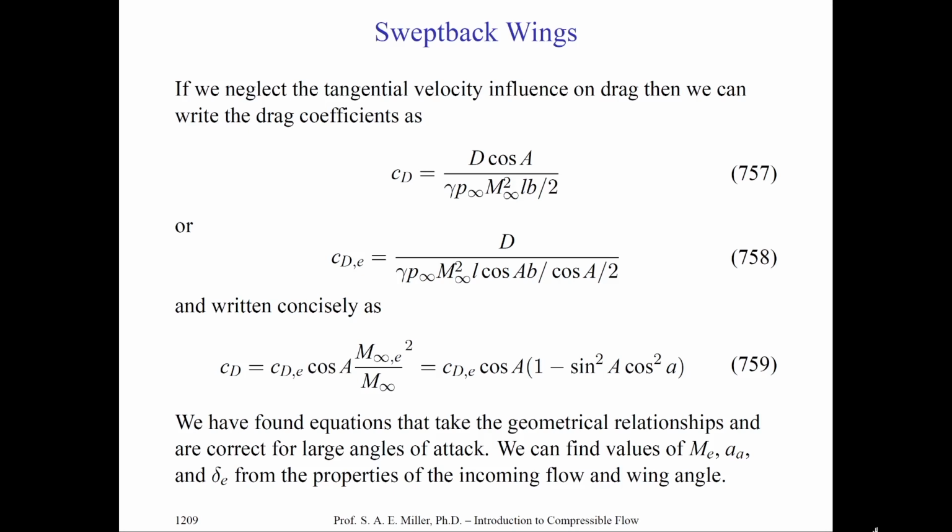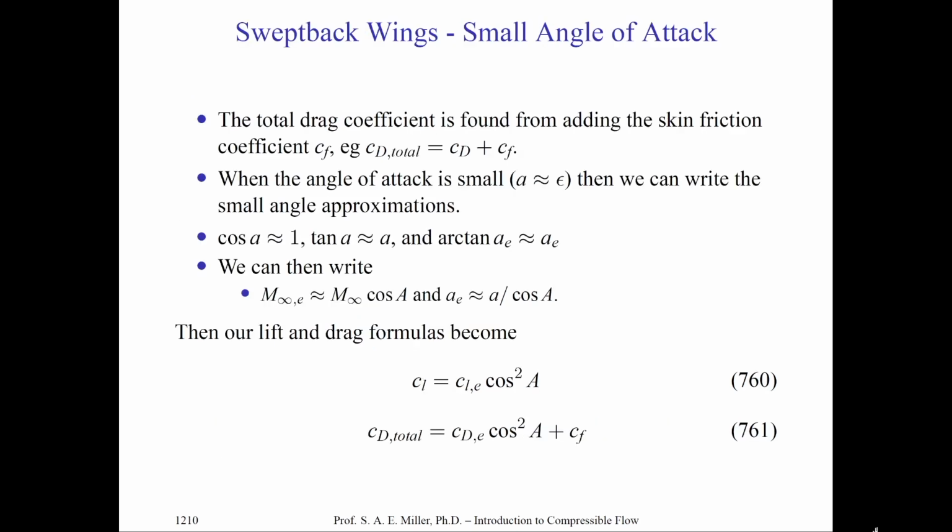Now we have concisely found, from geometry only, the equations that give the relationships for angle of attack for a swept wing. And therefore we can find the values of M E, the angle of attack, and the thickness ratio of the normal direction across the swept wing from only the properties of the incoming flow, which is amazing.